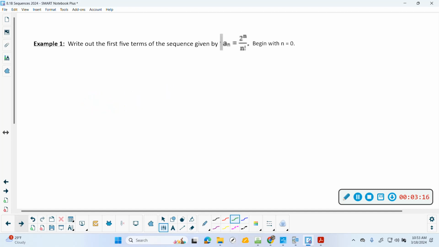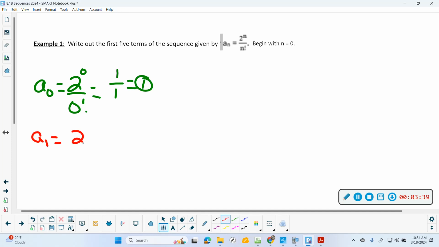All right, write out the first 5 terms. Notice I got fancy here, starting with 0. Okay, so we're going to do 2 to the 0 over 0 factorial. Now again, you're probably going to have less work than I do. I always like to write out all the steps. 2 to the 0 power, anything to the 0 power. And 0 factorial is that special case of 1. All right, let's keep on going. So now I'm going to do 2 to the first over 1 factorial. Well, what's 2 to the first? 1 factorial.